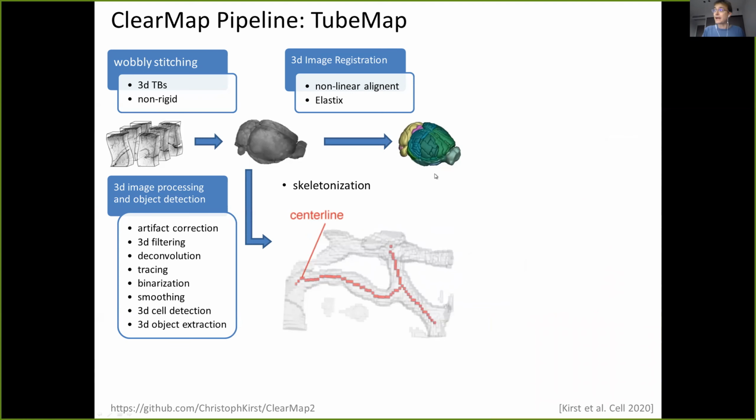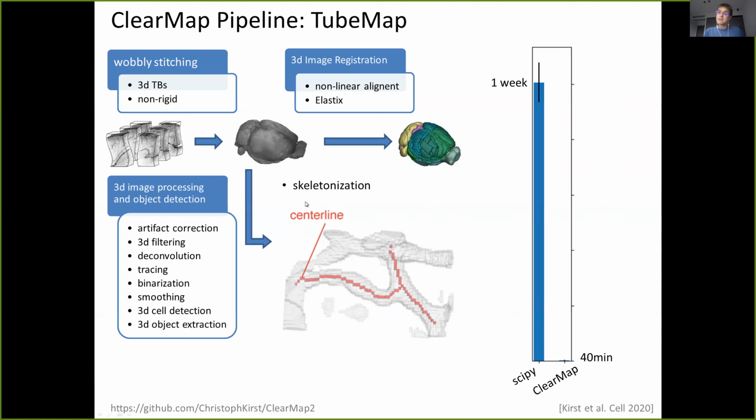So once we have our binary data, we try to extract the structure of the vasculature network. The first thing is to basically extract the center line of these vessels. And to do this, we use a skeletonization algorithm. But if you just take an algorithm off the shelf, you see that on our data, this will, after 1 week, maybe be successful or crash. So this is not an option.